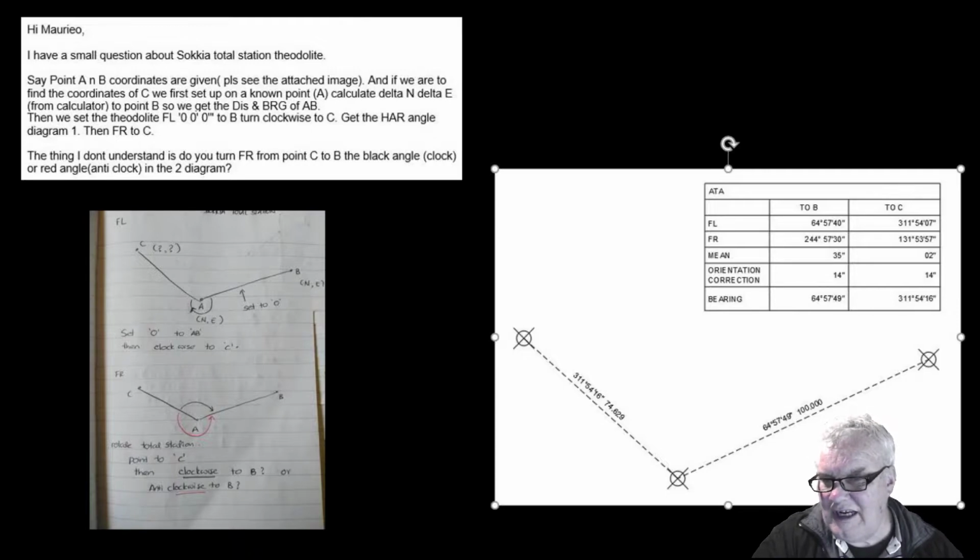The thing I understand to do is, you turn face right from point C to B, the black angle, or the red angle in diagram 2?